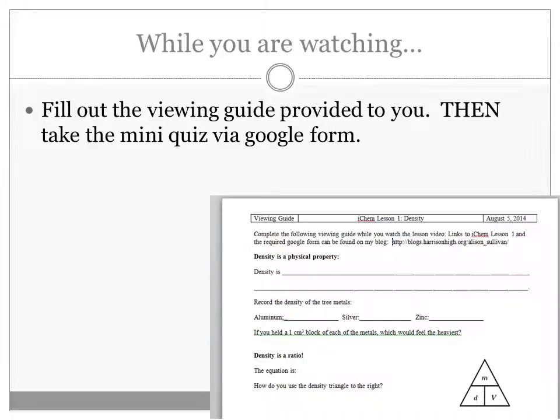Before we get started, as a reminder, while you're watching this video, I expect you to be filling out the viewing guide I provided for you, and then after that, take the mini quiz via Google form. You'll have pretty much all of the answers down in your notes if you follow along with the viewing guide, and the mini quiz should be absolutely no problem.